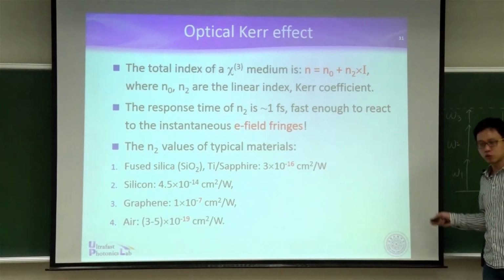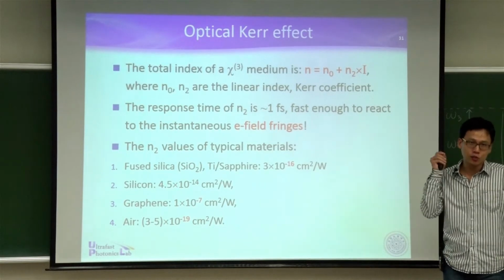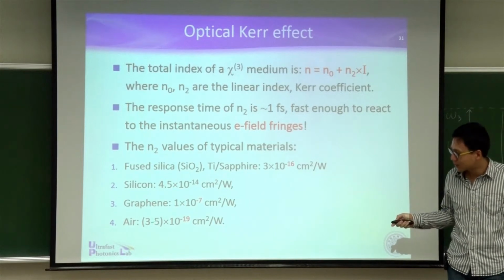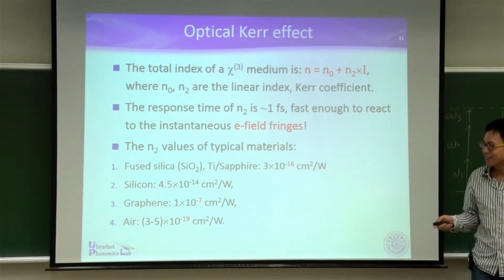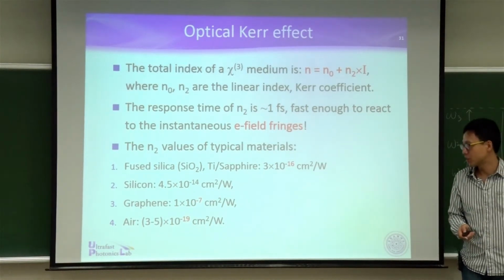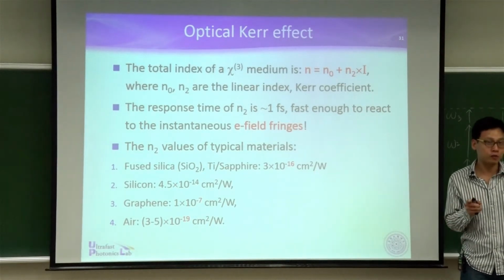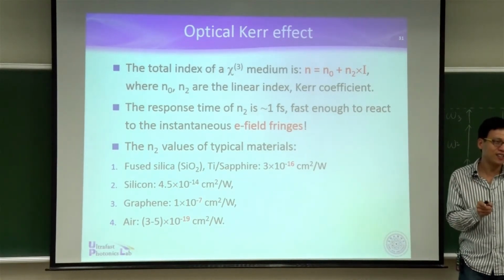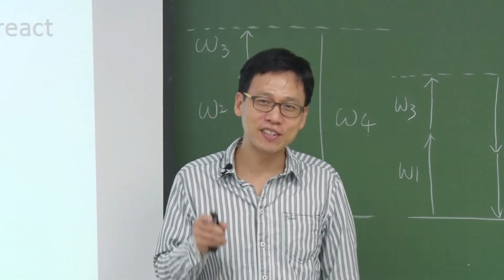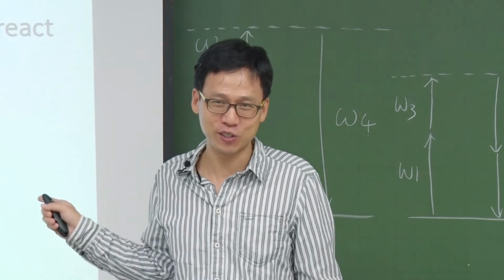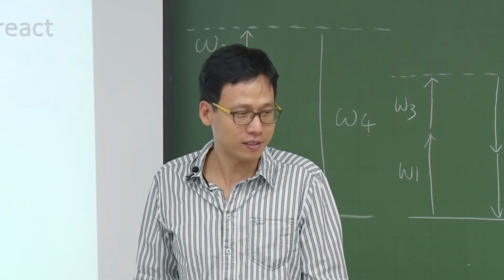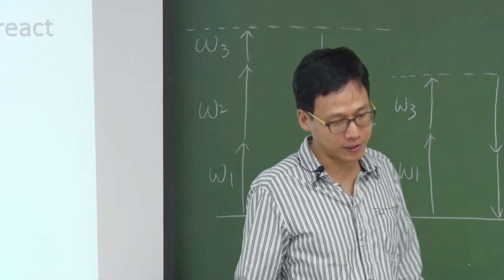And even if you don't use any material, at least your laser beam will propagate through the air, right? And even the air has non-zero nonlinearity. The n2 value is in the order of 10 to the minus 19th centimeter squared per watt. So if your laser intensity is strong enough, even for the air, you cannot ignore the effect. Even the air will broaden your spectrum, as we shall discuss later. If your laser intensity is truly strong, that's a phenomenon you will see.